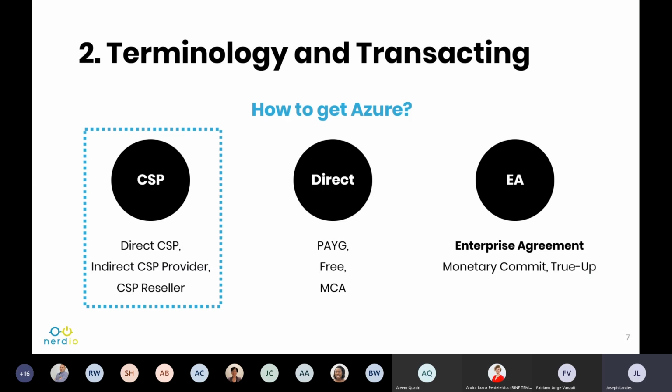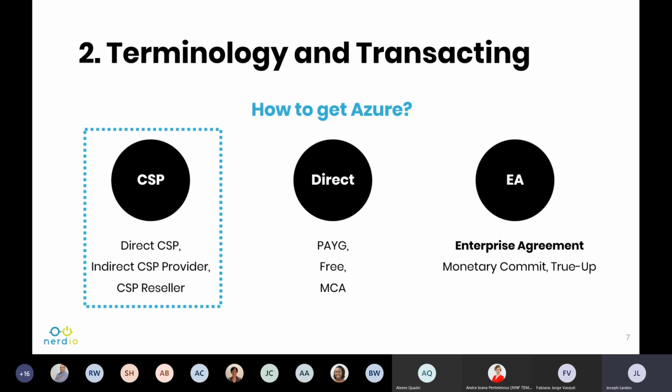The next thing you need to understand is, how do I buy Microsoft Azure? And there are many ways to buy Microsoft Azure. You've probably heard about all of them: CSP, pay-as-you-go, enterprise agreement. For you as an MSP, there's only one way that you need to understand, and that is CSP. Microsoft wants you to move to the CSP program.